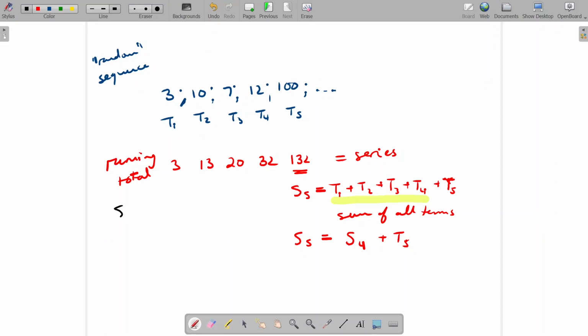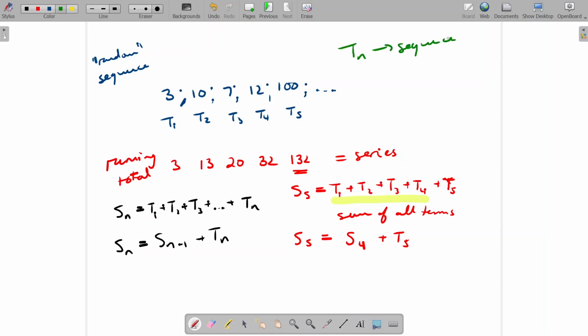Now, generalizing this formula comes out to the following. Sn equals T1 plus T2 plus T3 plus, until we get to Tn, or alternatively, Sn equals S(n minus 1) plus Tn. The key to this is to remember that Tn refers to a sequence and Sn refers to a series.